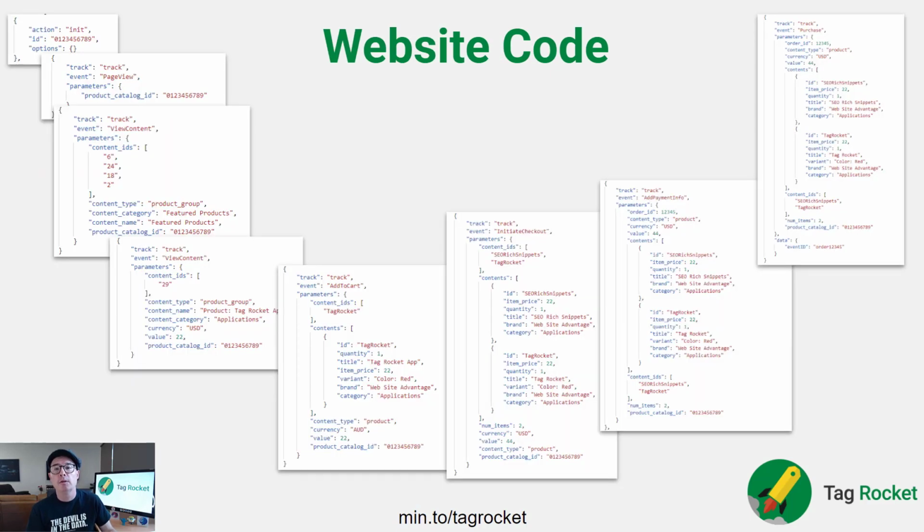You then need to develop all the code to send the right events to all the channels. This is where we come in. With TagRocket, just enter the right settings, then publish. And within a few seconds, the code will be running on your site.